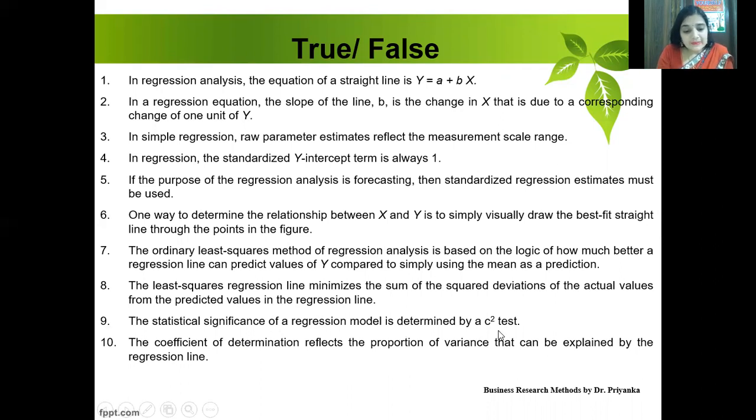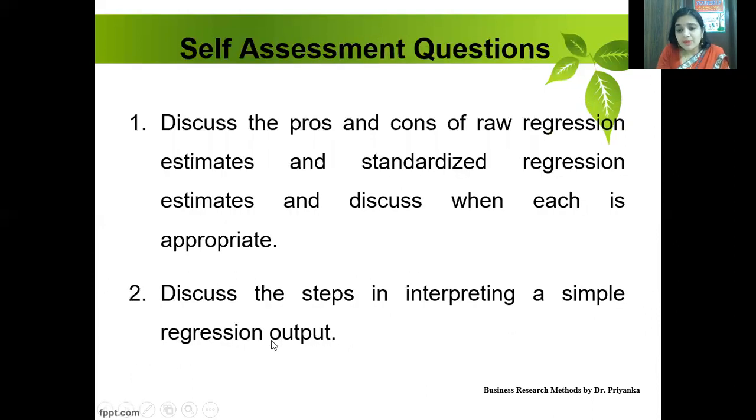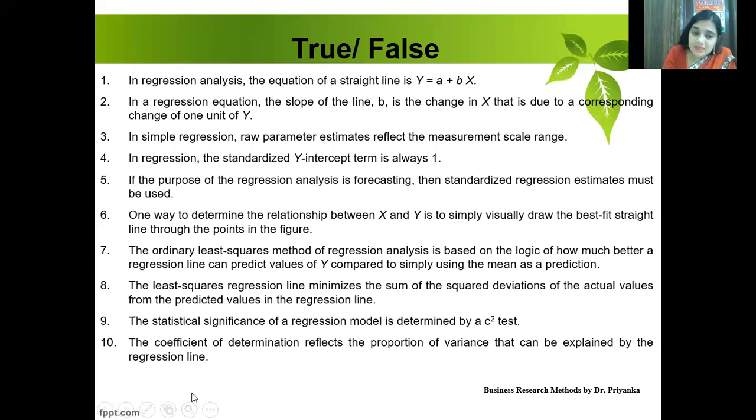Ninth: the statistical significance of a regression model is determined by a chi-square test. Is it? It is determined by the F-test. The F-test provides the statistical significance of a regression model. So it is false. Next: the coefficient of determination reflects the proportion of variance that can be explained by the regression line. Yes, it is true.